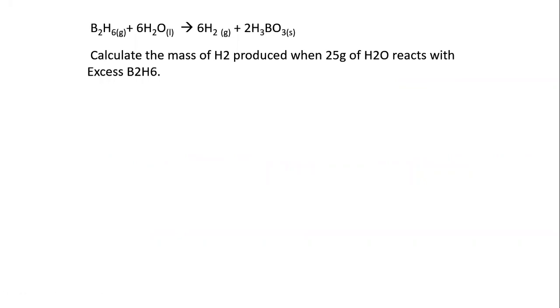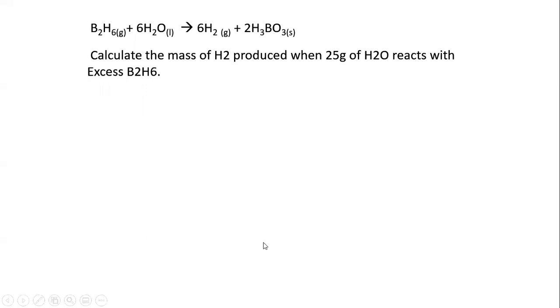So we looked at this equation earlier, but we had moles. So here we want to calculate the mass of H2 that's produced when 25 grams of H2O reacts with excess B2H6. So again, we've got more than enough B2H6 to react with the water. So water is going to get consumed first. So based on the mass of water, we can calculate the mass of hydrogen that's produced.